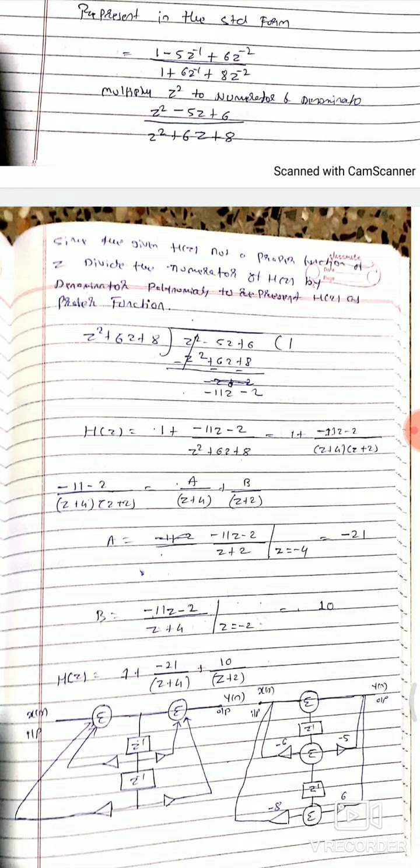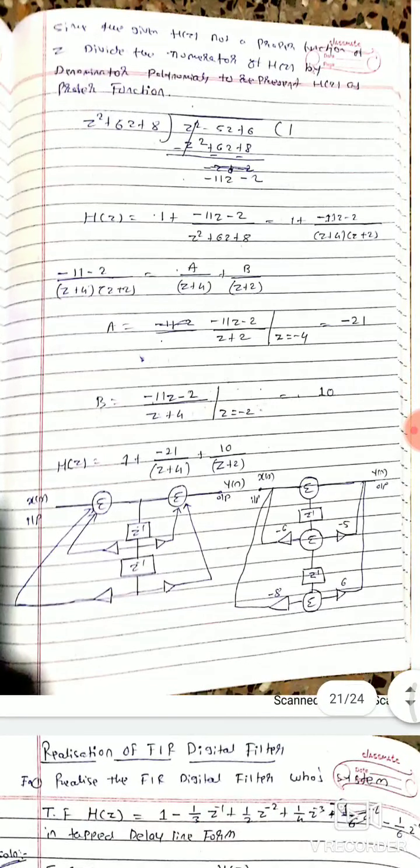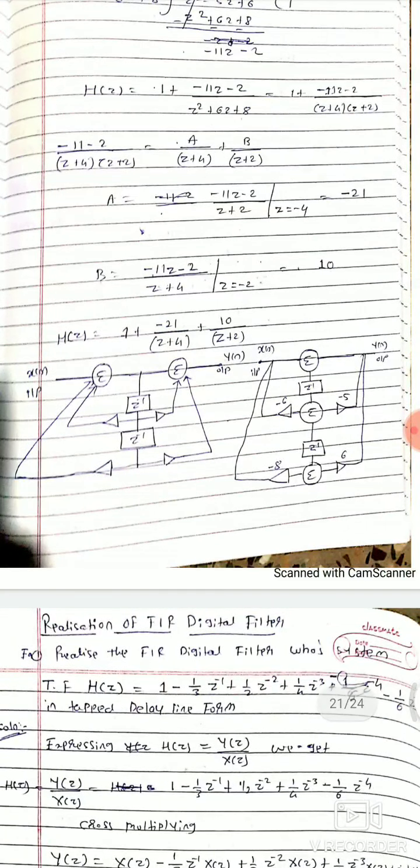You get it this way, then resolve into partial fractions. You get A divided by z plus 4, B divided by z plus 2. Compute the values of A and B, you get minus 21 and 10. Then you write in this form. Now you have to add these two. So this is one form, this is another form.